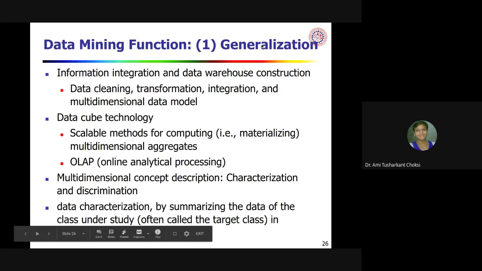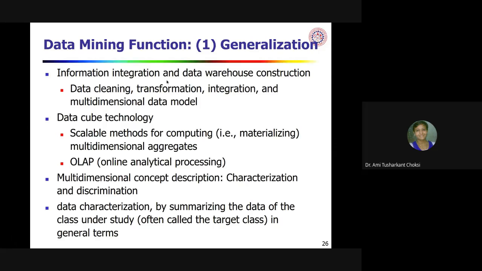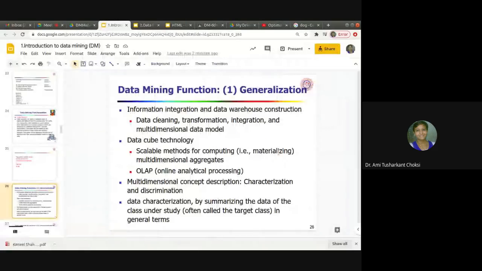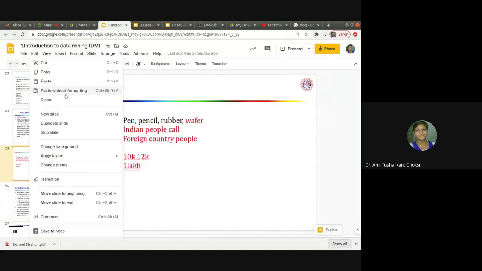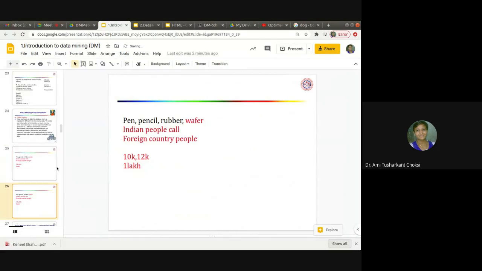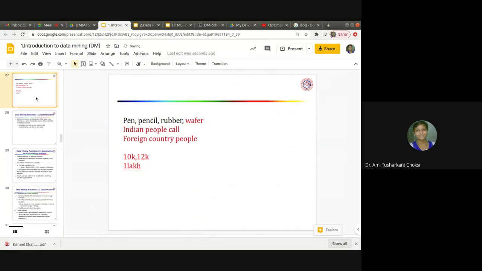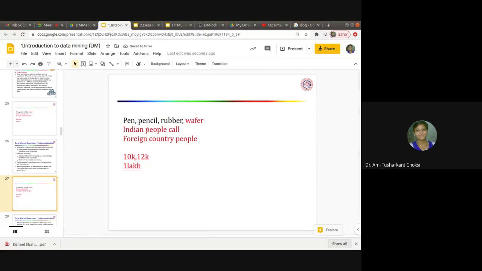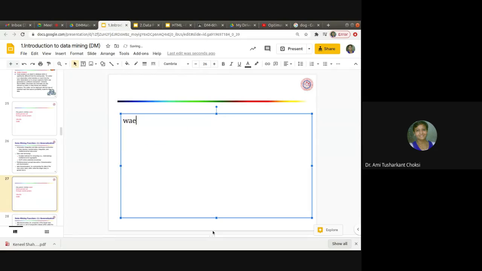So next what we want to learn is generalization: information integration and data warehouse construction. First of all, what is a data warehouse? Typically, what do we say about a warehouse? A warehouse is a dump, isn't it? We can typically say that it is a dump, right? Let me say a warehouse is a dump where all types of data are there, isn't it?